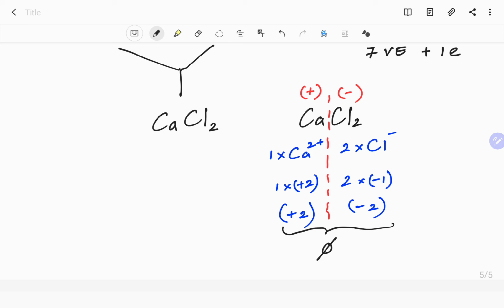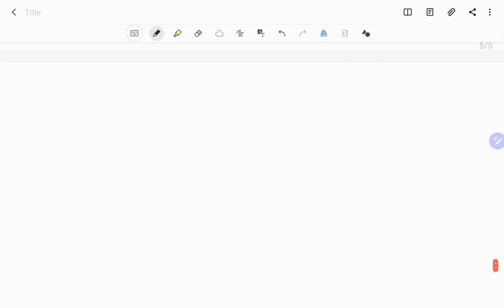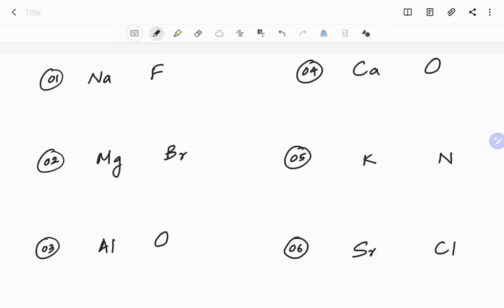The formula is correct. All right, so next up, I'm going to write a bunch of different elements. You will figure out the charge, and of course you will also write the chemical formula. So I have six questions for you to try.